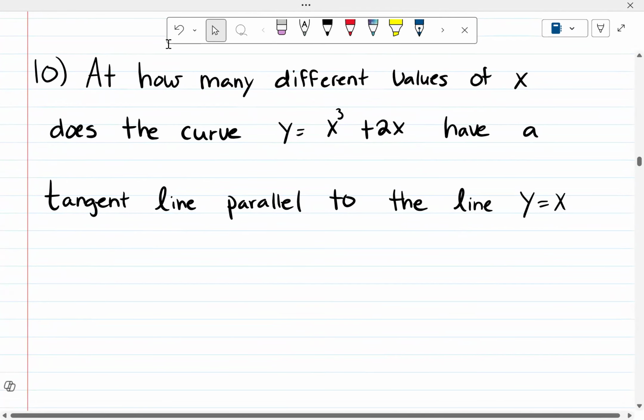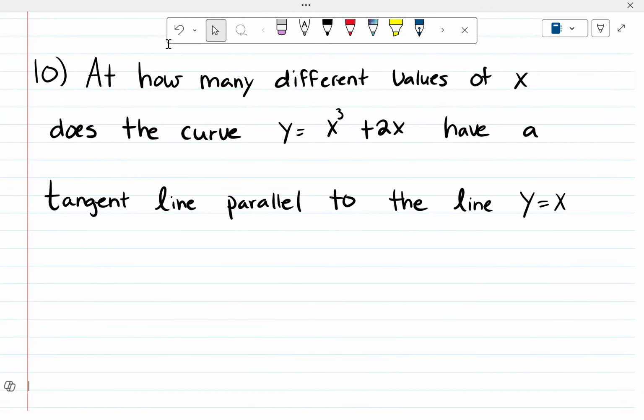Okay, number 10 says, at how many different values of x does the curve y equals x cubed plus 2x have a tangent parallel to the line y equals x? So what we have to do is find y prime. So we have two equations, right? We have y equals x cubed plus 2x, and then the other one is y equals x.